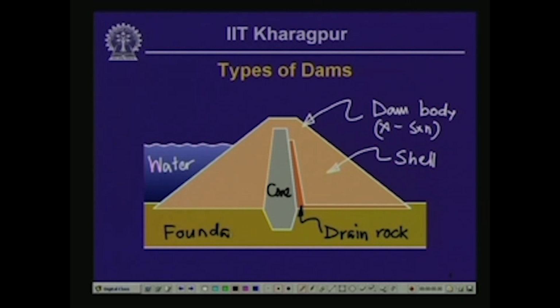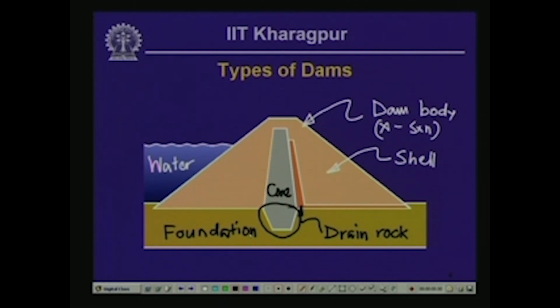we have got a foundation which may be composed of relatively impervious soils and/or rock. Now, you should also notice that the core is taken down deeper into the foundation material by a trench. This particular part at the bottom of the core is called a core trench. This is done in order to minimize the water seeping through the foundation material. So this type of dam is called an embankment dam.